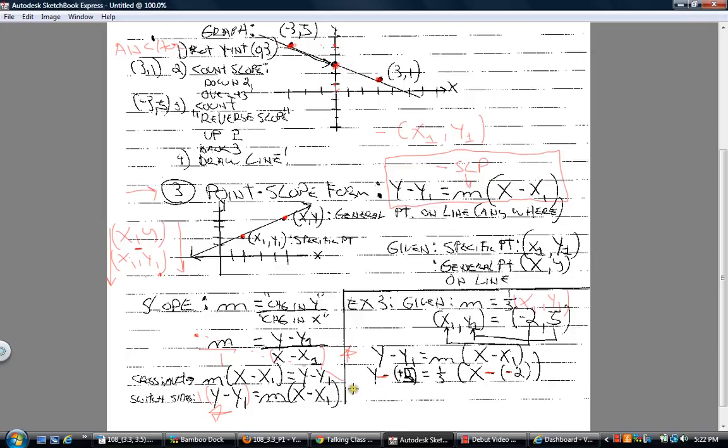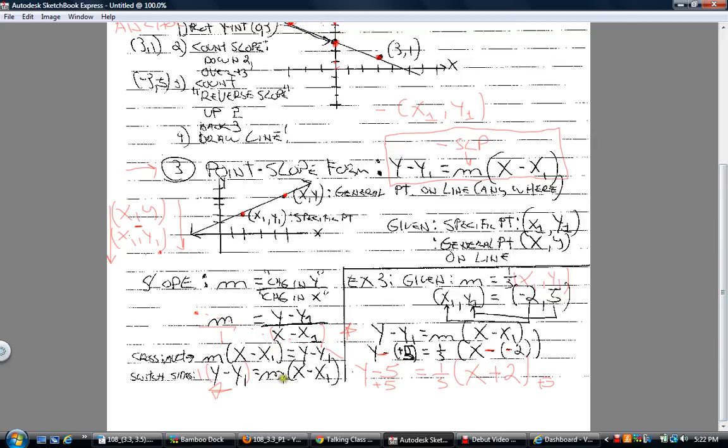Okay, what does that do? That turns that into y minus 5 equals 1/3 times x plus 2. Okay, now if we were going to isolate the y variable, I would add 5 to both sides. Okay, I'm going to run out of room here, I think, but let me see if I can finish this up. So here you go.